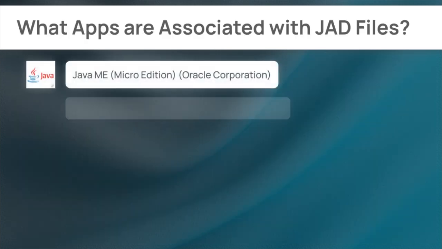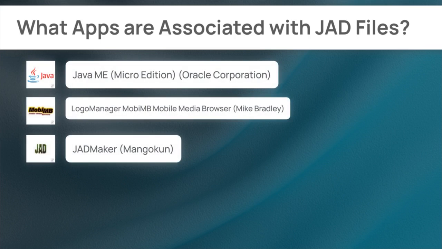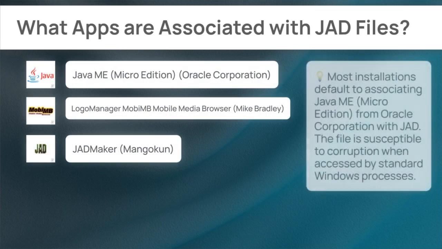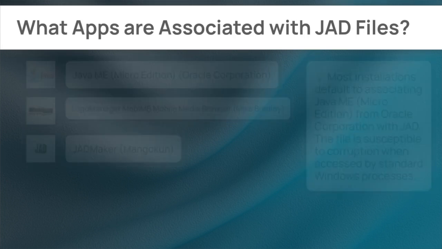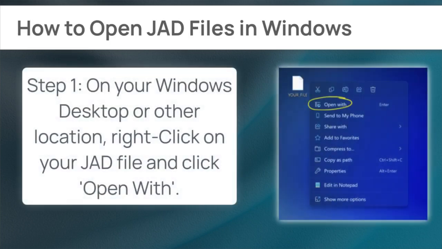For viewing and interaction, JAD is most commonly opened via JADMaker Micro Edition from Oracle Corporation. For security reasons, Windows requires a known safe application for execution. Windows cannot interpret scripting languages automatically, requiring the proper toolset. Let's find the specific program that reads the file signature.